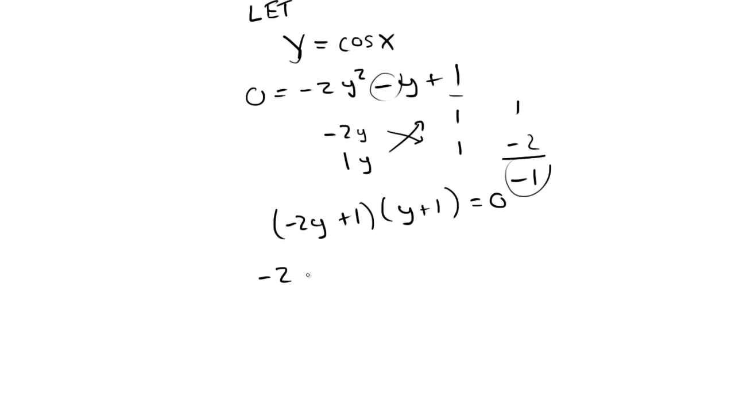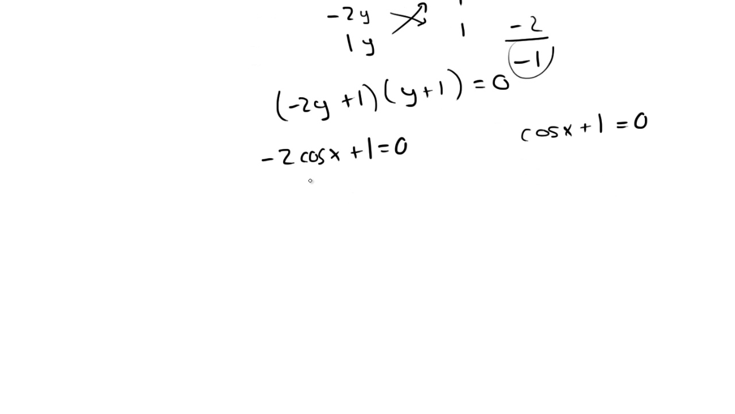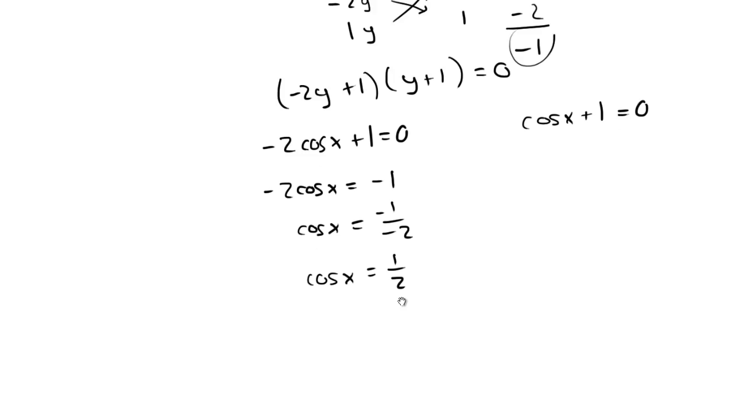Now I can go back to my substitution and substitute cosine x back in. So minus 2 cosine of x plus 1 is equal to 0. That's the first solution that we have. Or we have cosine of x plus 1 is equal to 0. Let's solve the left-hand one first. Minus 2 cosine of x is equal to minus 1, or cosine of x is equal to negative 1 over negative 2. So cosine of x is equal to 1/2.